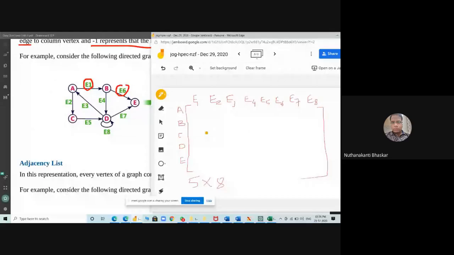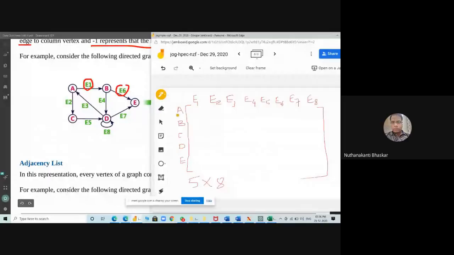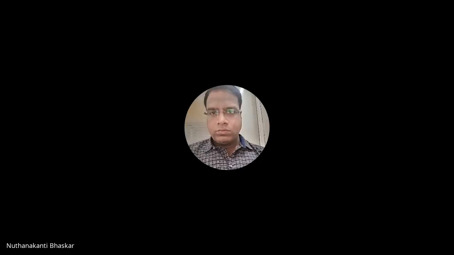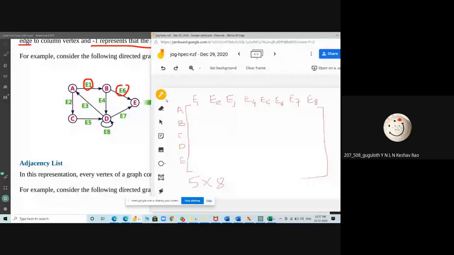A to E1. Is A to E1 there in this graph or not? Yes. If it is an edge, is it an outgoing edge or an incoming edge? Outgoing. If it is an outgoing edge, we need to represent it with 1. For an incoming edge, minus 1.